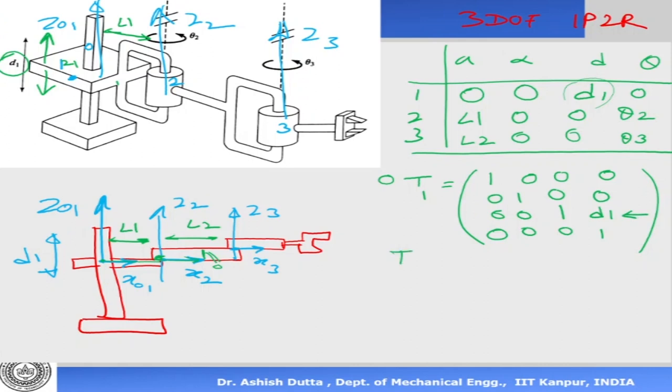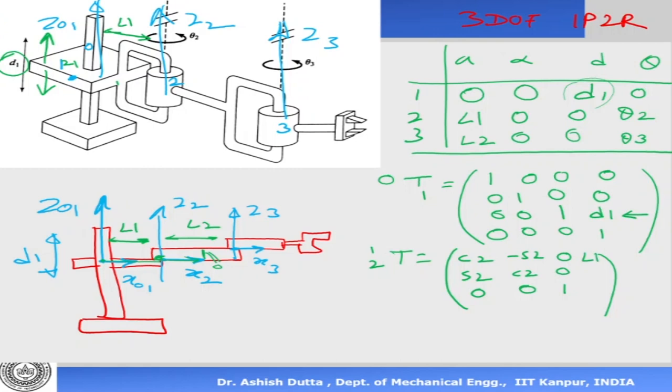Okay, what about 1 to 2? The next one, 1 to 2. If you look at the row, it has L1 distance and there is a theta 2. So L1 and a theta 2 cos 2 minus sine 2. Sine 2 cos 2. Okay, this will become 0. This is 0. Then here it is sine theta. Sine theta sine alpha is 0. Then sine alpha is 0 again here. And cos alpha is equal to 1. So it is 1 there. And here A is equal to L1.